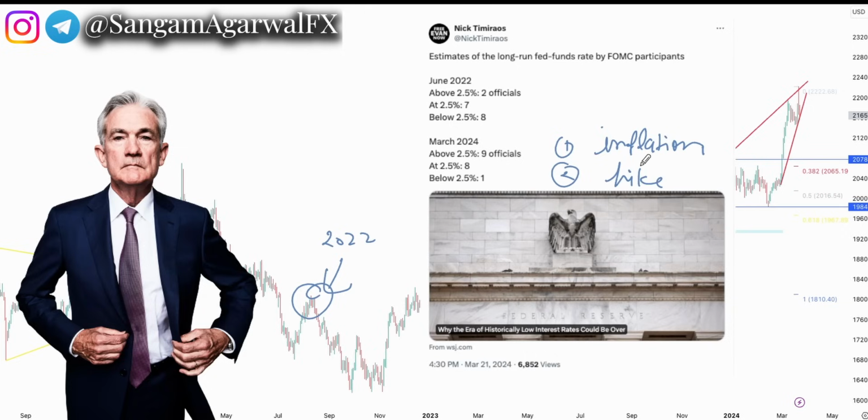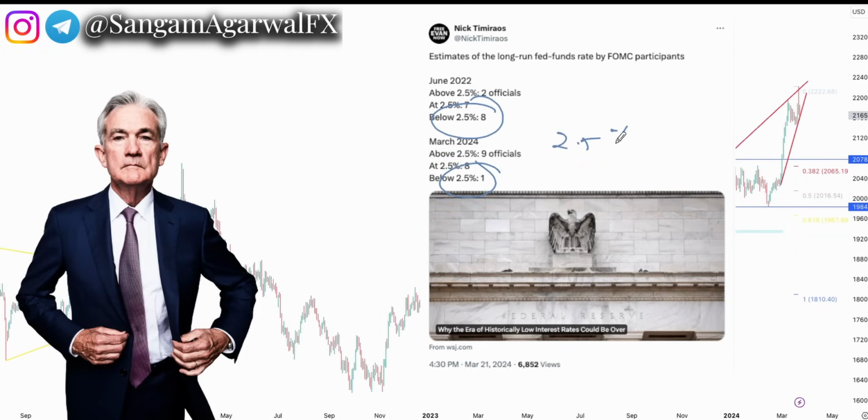They are raising the long-term interest rate target. So if inflation does not go down, then in future they can start a rate hike again. And focus on this: the rate will be above 2.5% long term. And how this will affect the gold price long term, you have to be careful.